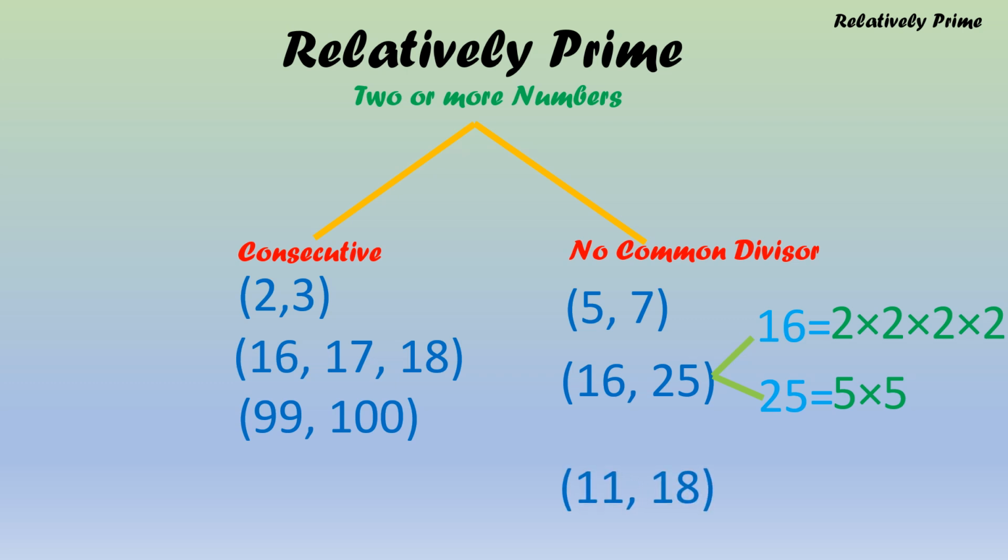Let's take another example. 11 and 18. The prime factorization of 11 is 1 times 11. And the prime factorization of 18 is 3 times 3 times 2. So 11 and 18 have no common divisors. 11 and 18 are relatively prime numbers.